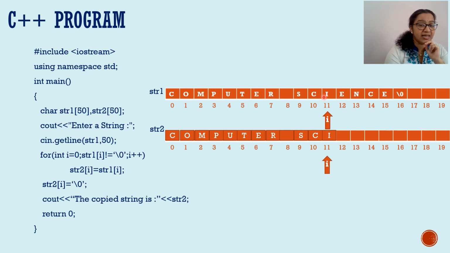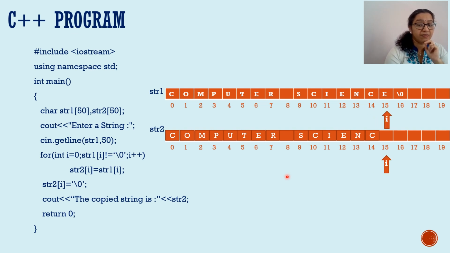Now the letter I is there, so I will copy to str2 at the 11th position. Now again I is incrementing to the 12th position. So the letter E is there, so E we want to copy to str2. Now I is incrementing again, so 13. The letter N is there, so N we want to copy to str2. Now I is incrementing to the 14th position. So 14, C is the letter there. C we want to copy there. So C is copied.